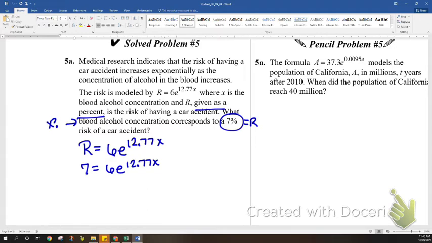We just got to solve for x. So first thing is my exponential, the exponent and the base are not by themselves, so I need to get them there. So we're going to divide by the 6. And that's an ugly decimal, so I'm just going to leave it as 7 over 6 equals e to the 12.77x.